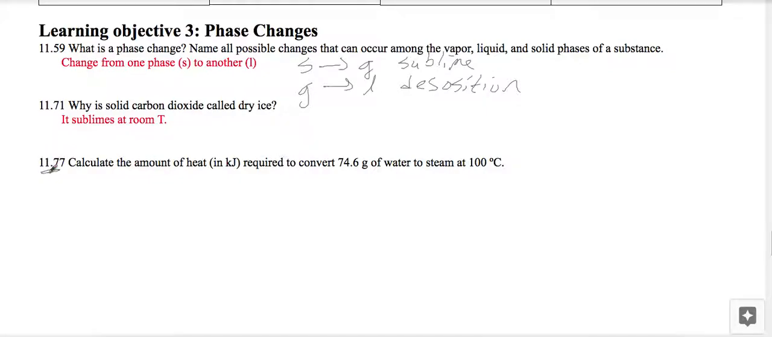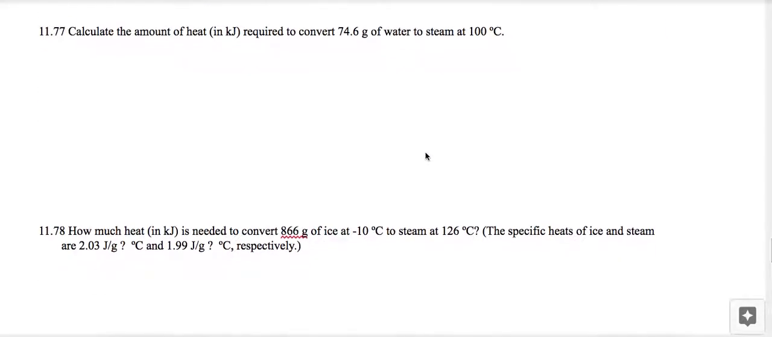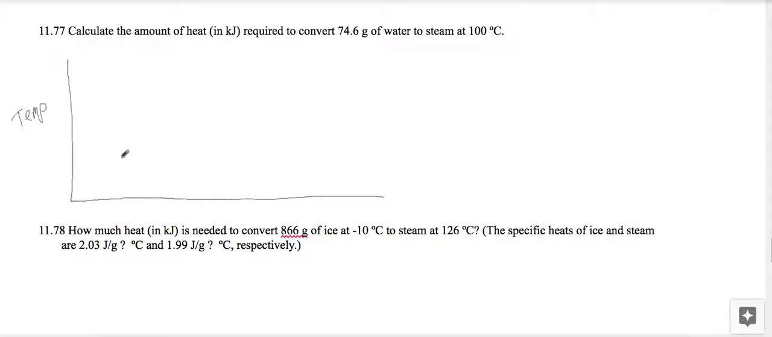And here are the only calculations in this. Now, I actually haven't done these yet, so I'm going to wing it, see if I can do these. So we're looking at the amount of heat required to change 74.6 grams of water into steam. And so I'm going to draw this guy here as a reminder of what we're looking at, where we have our temperature and here we have our time.